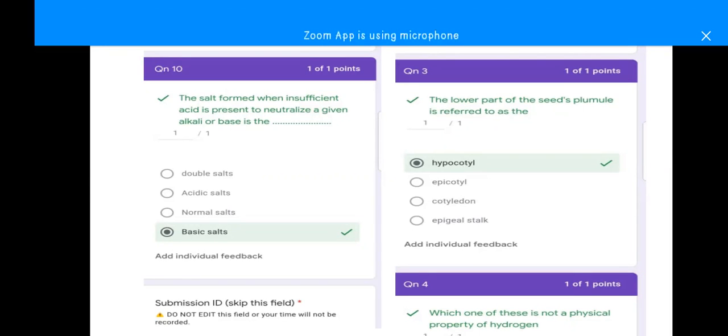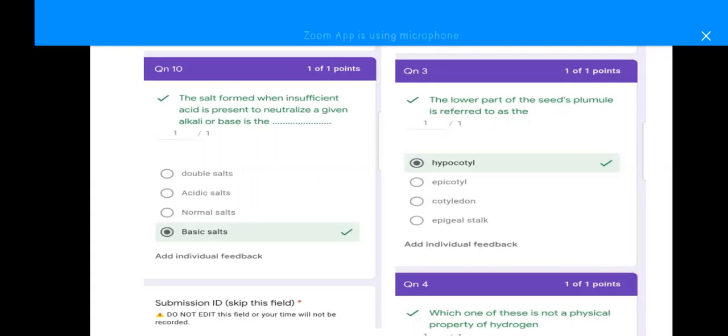Okay. The next one, you are asked: the salt formed when insufficient acid is present to neutralize a given base or alkaline is called. Then the double salt deals with two salts having the same oxidation state. So the double salt deals with varying between two salts. Then acidic salt is when part of the replaceable hydrogen ions are replaced by metal. Then with the normal salt, all replaceable ions are replaced by a metal cation. But the basic salts are formed when insufficient acid is present to neutralize a given base or alkaline.